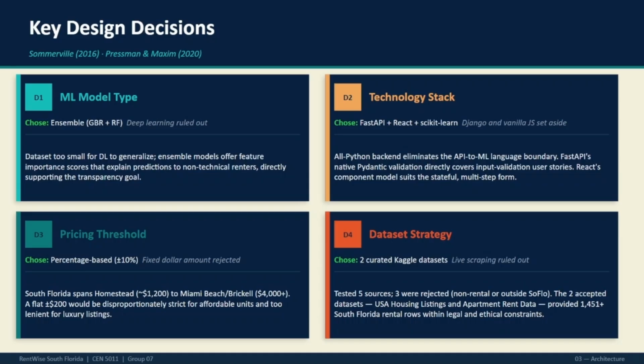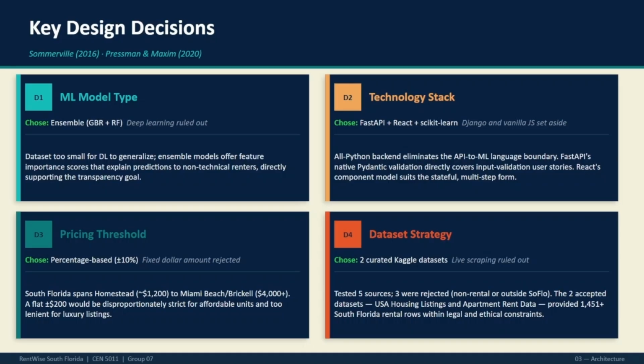On the contrary, linear regression was too simple to capture the nonlinear relationships between features like location, size, and amenities. In the end, the ensemble approach gave us the best balance of both accuracy and stability. As an added benefit, it produces feature importance scores that let us explain predictions to non-technical users, which is something that deep learning cannot easily provide.